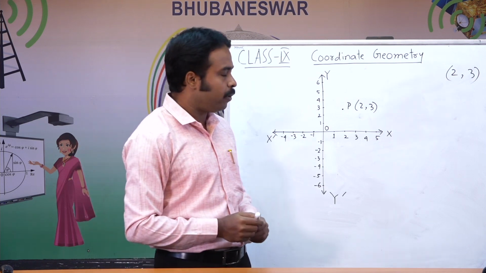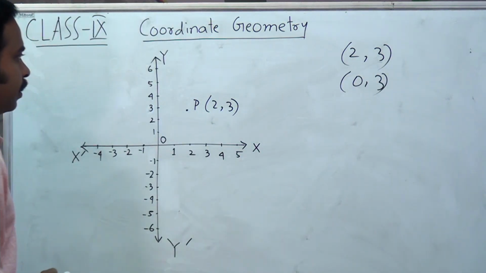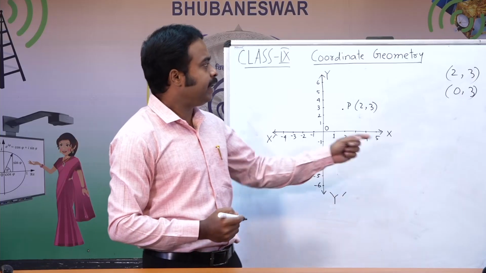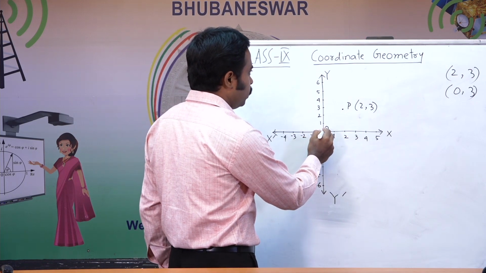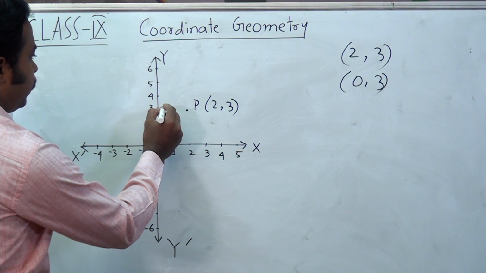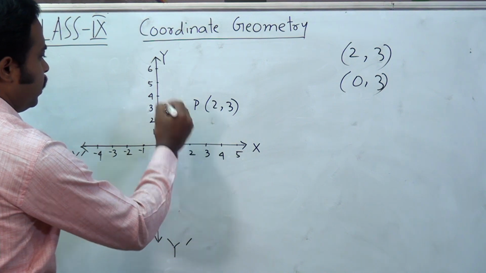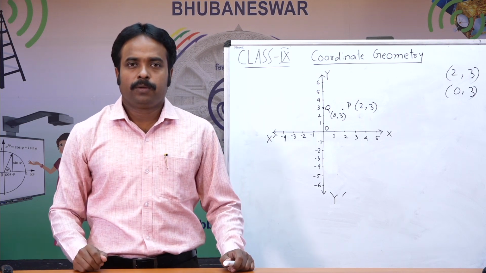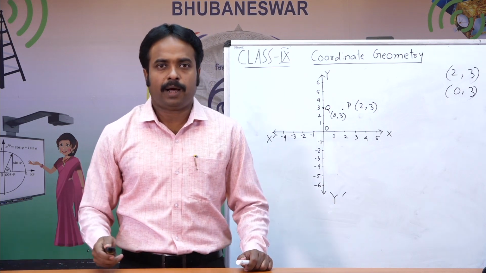Now if we plot another point (0, 3), this is lying on the y-axis. That means the x component is 0 and the y component is 3. So if we take this as Q, then this point is (0, 3). So in this way, if the coordinates are given, very easily we can plot the point. Now let us start a problem.